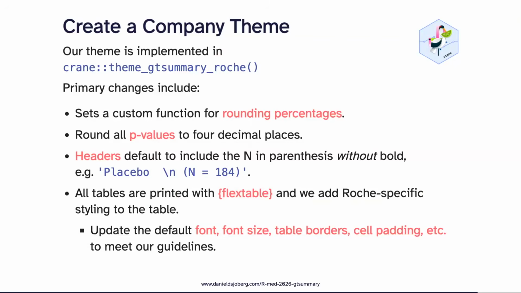So we also in Crane created a theme called Theme Gtsummary Roche, and it does a couple of different things. It sets a custom function for rounding percentages. So at Roche, everything's presented to more decimal places than I think you probably need, including the percentages. So those are always presented to 1 or 2 decimal places. I can't remember what the default is right now. All p-values are rounded to 4 decimal places.